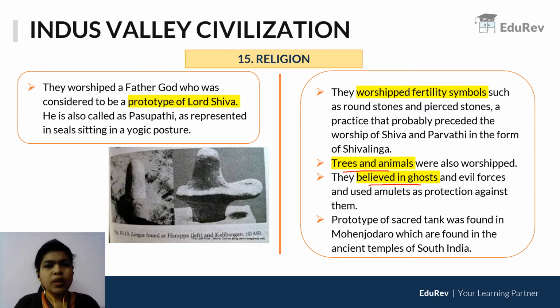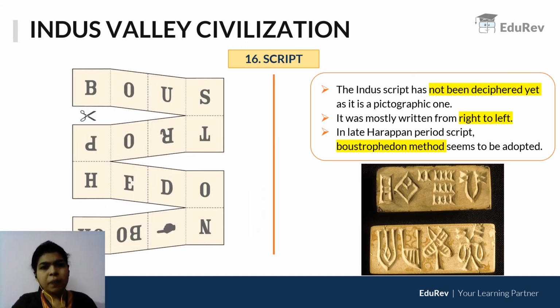And this prototype of the sacred tank found in Mohenjo-daro, what are they referring to here? They are referring to the Great Bath. The sacred tank that was found in Mohenjo-daro was also found in the later Hindu temples in the southern parts of the country, in South India. So that is why we can always say that there is a definite thread that continued from the ancient Indus Valley civilization. A thread of religion continued towards the modern era, which later became the proper ways of developing Hinduism.